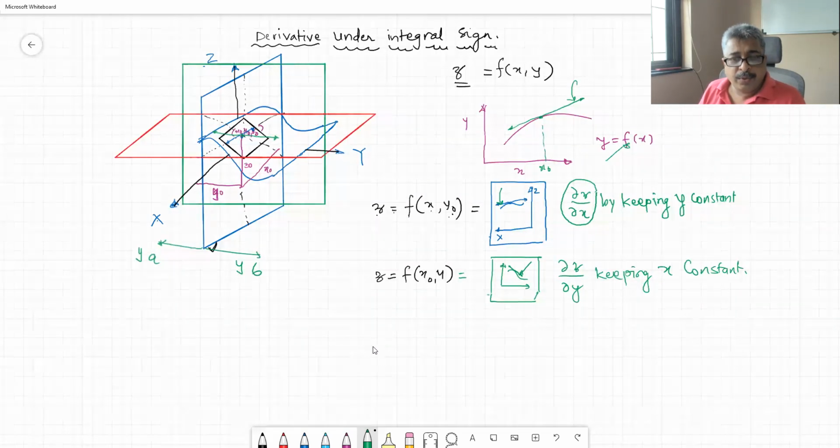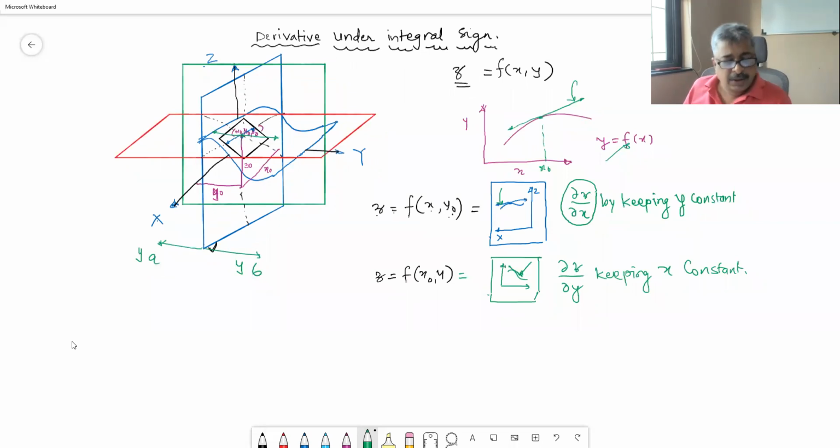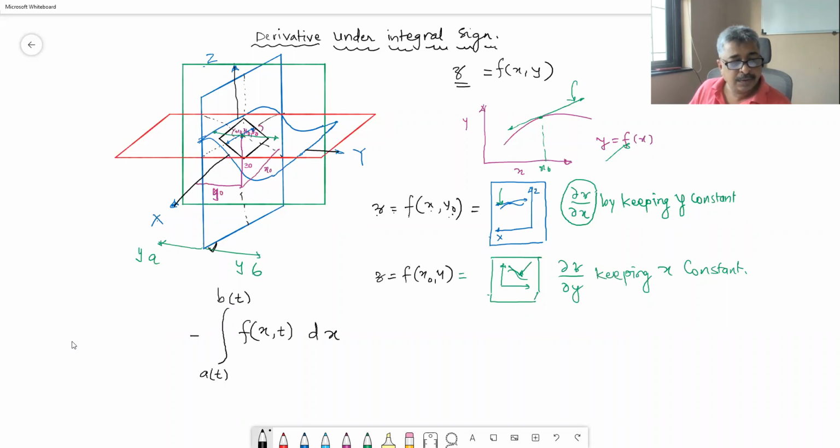So coming back to derivative under integral sign, let us take the standard notation, then I will explain how to remember the standard notation also. There is a function f which is dependent on x comma t. Okay, and you want to integrate that function from a of t to b of t with respect to x. Now let me call this function g of t.